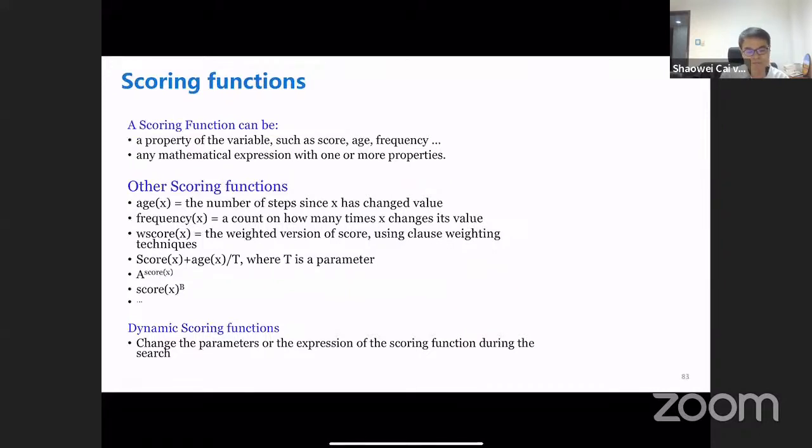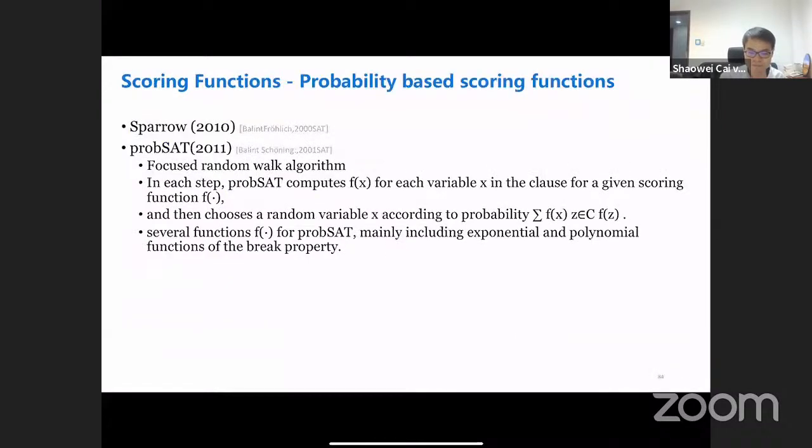And we can have more complex scoring functions. Like we can have the age, which measures the number of steps since x last changed. And we can have the frequency, we can have the weighted version, we can have any mathematical expression with one or more properties, like an exponential or polynomial type. And we can also have a dynamic scoring function, which means that we can change scoring functions during the local search.